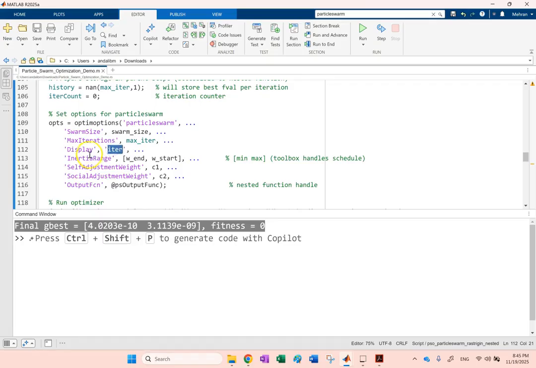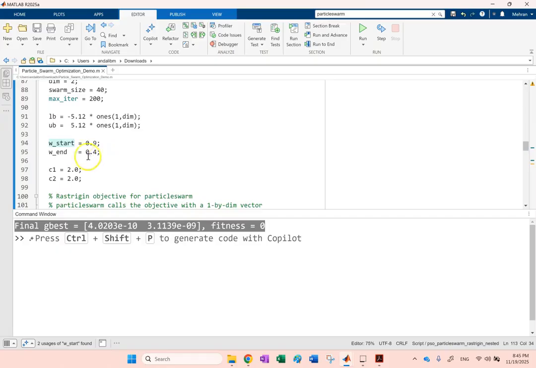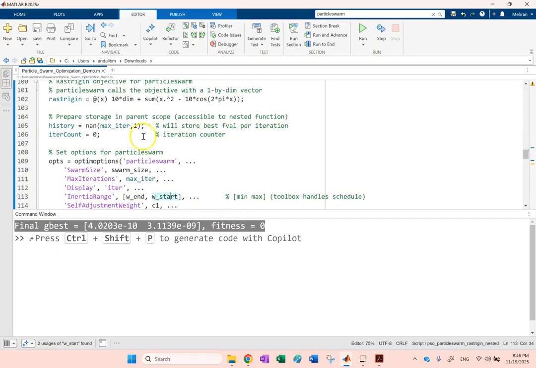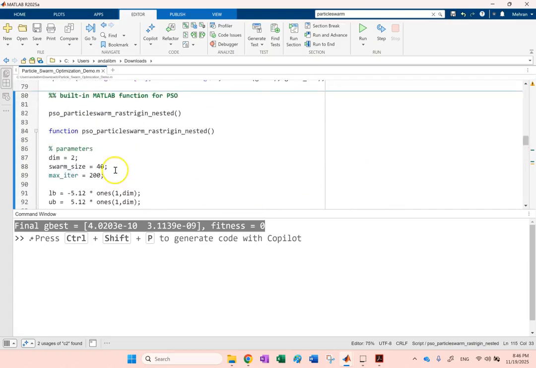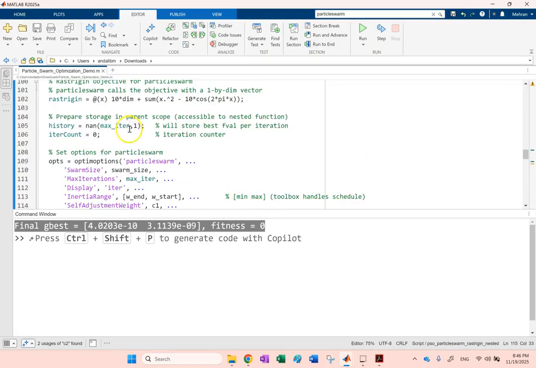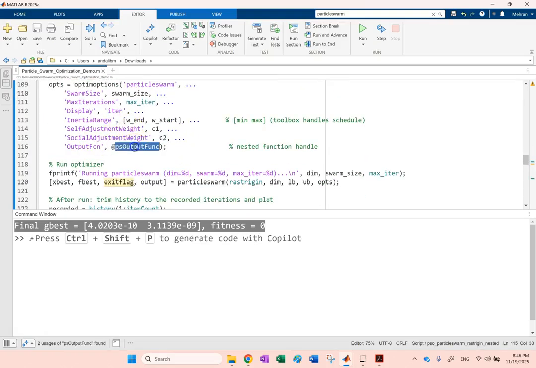Display the iterations. The inertia range is between W end and W start, right? And you provided them here, so they go from 0.4 to 0.9. Self-adjustment weight, okay, this is the cognitive one, C1, and the social one is C2, and you provided them with the same number as the previous one. And then you have an output function.